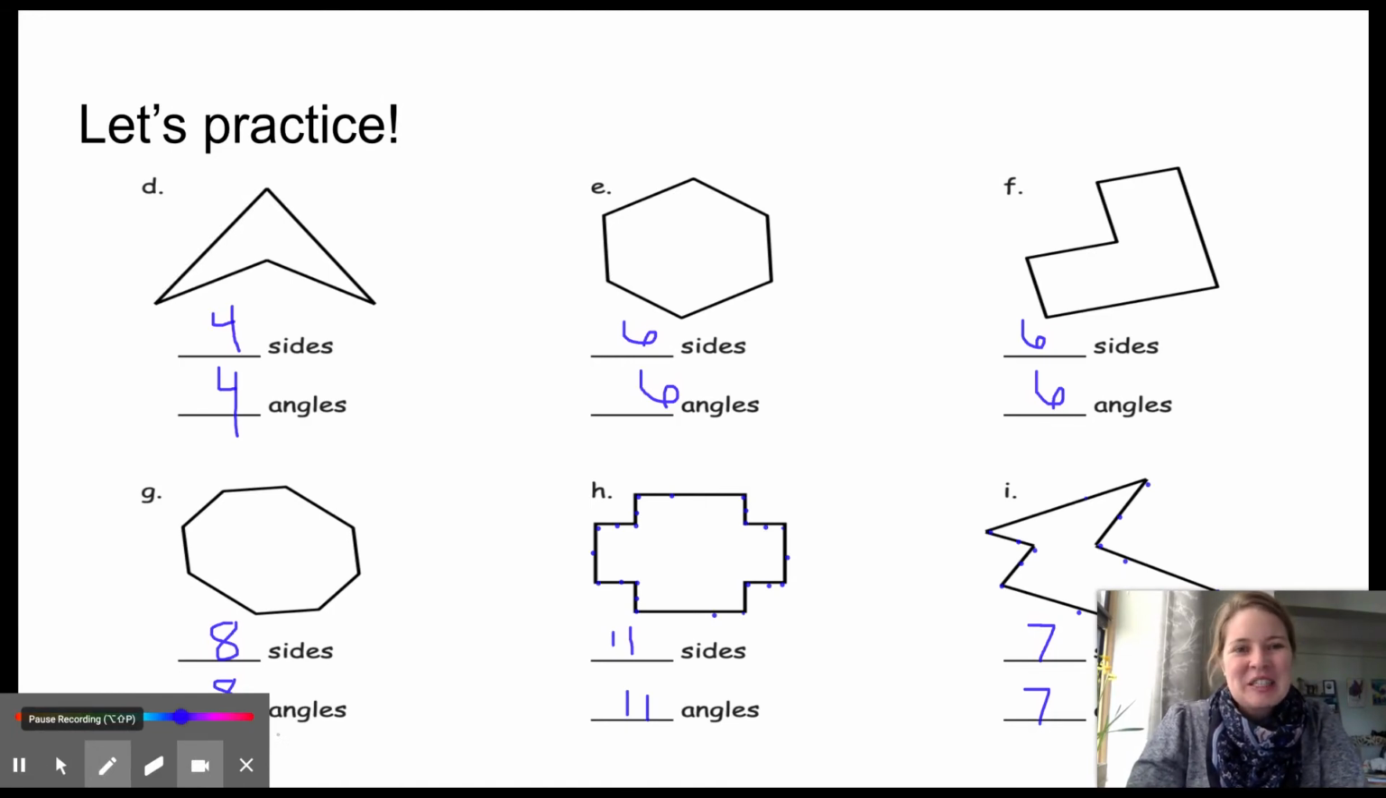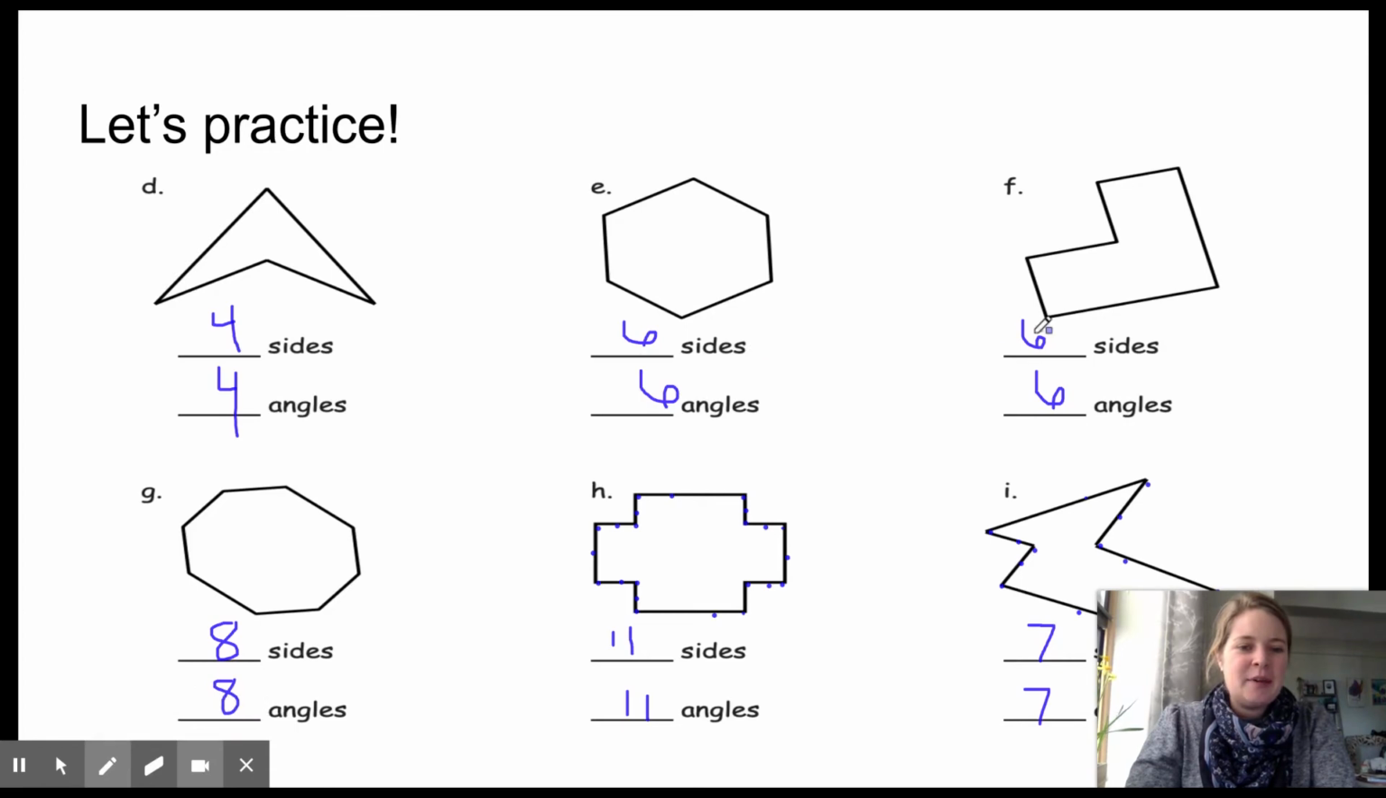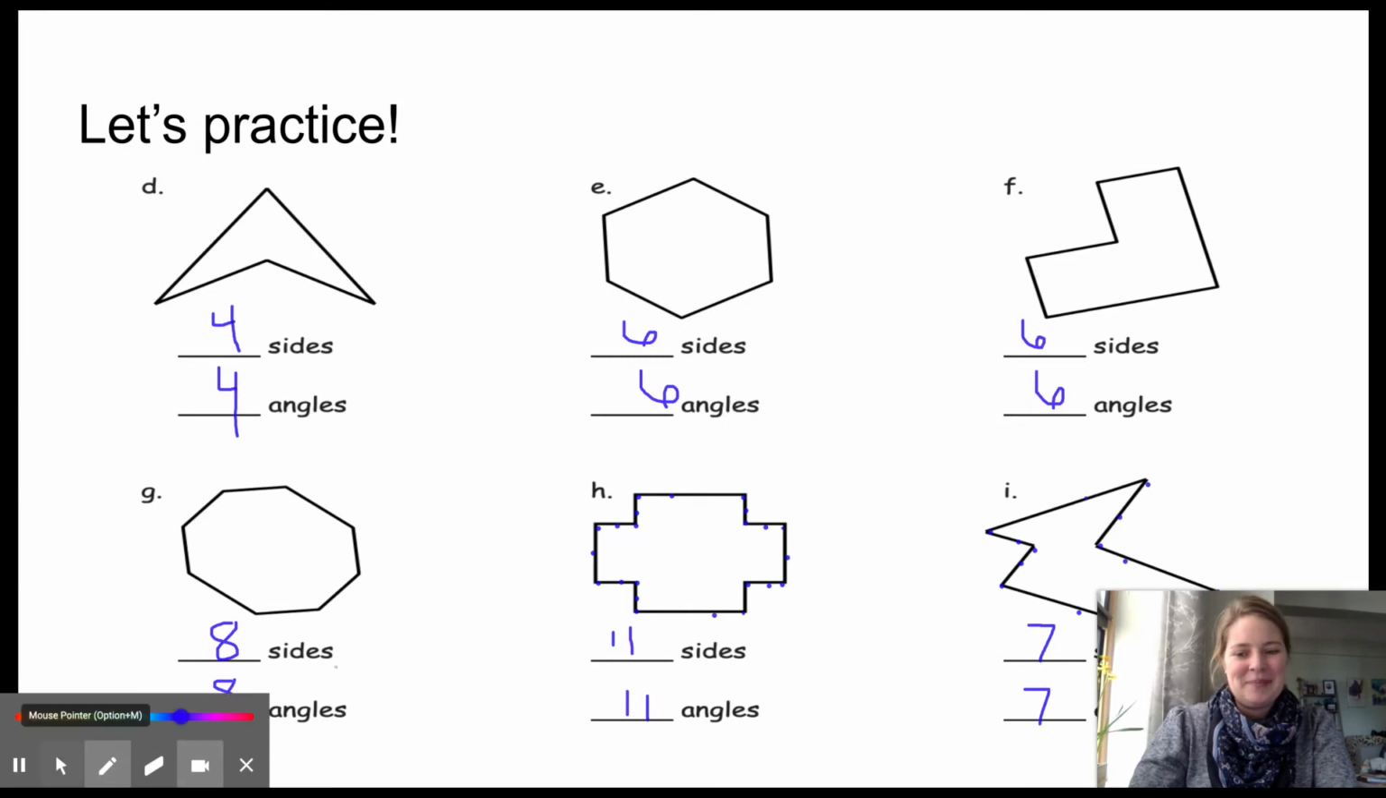What trends do you notice in these answers? I see that the number of sides matches the number of angles. I also see that just because something has the same number of sides as another shape, it doesn't mean that the shapes are the same. And just because it has the same number of angles as another shape, it doesn't mean that the shapes are the same. Good work, second graders.